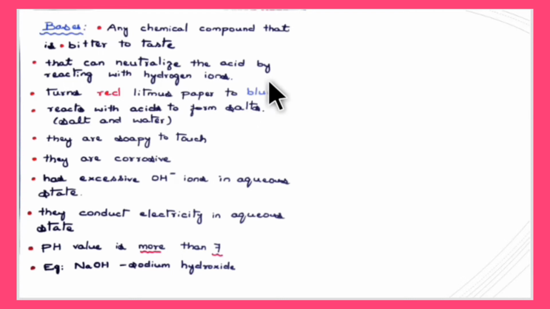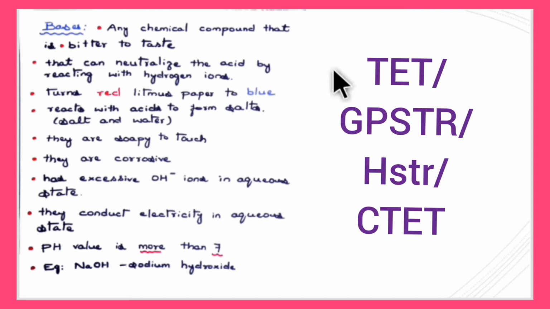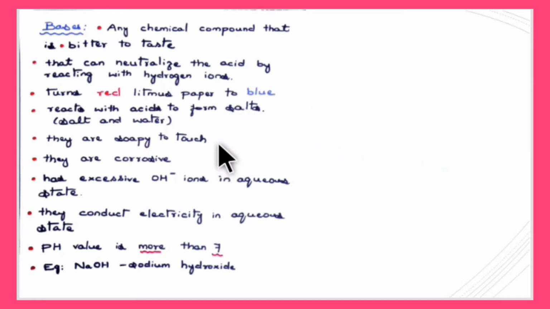In this video, we are going to continue the chapter Acids, Bases and Salts, which is given in the syllabus of TET exam, GPSTR and HSTR exams. Already I have made a video explaining acids and their chemical properties. It's in the playlist. You can kindly go to the playlist and check it out. This video is the continuation of that, and we shall learn more about bases.